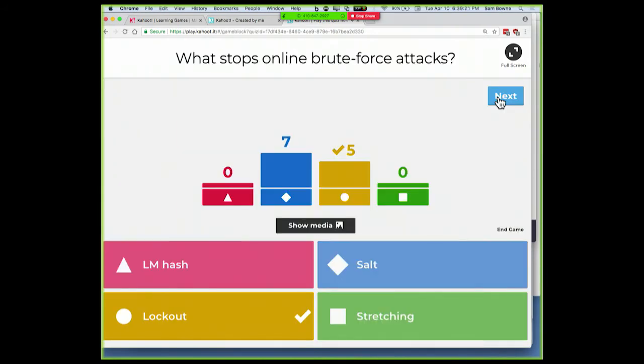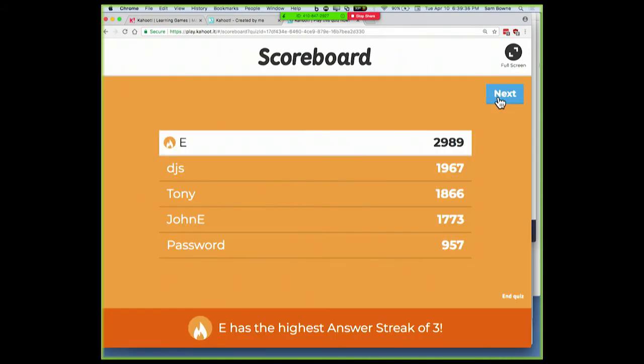Yeah, that's lockout. That's where they just try many passwords online, then you just lock them out after a certain number of failed guesses. The salt does nothing. Salt just affects how it's stored on the local server, and that has no effect on an online attack, where you're just trying a bunch of passwords in a login form.